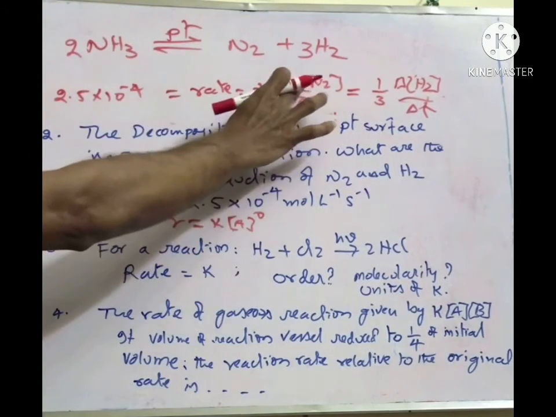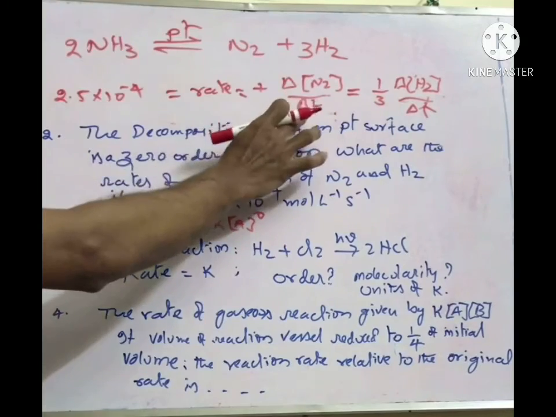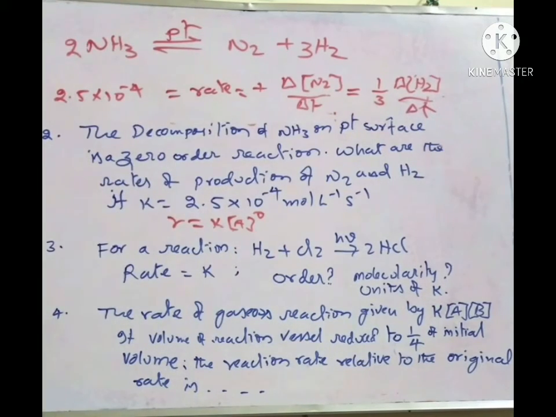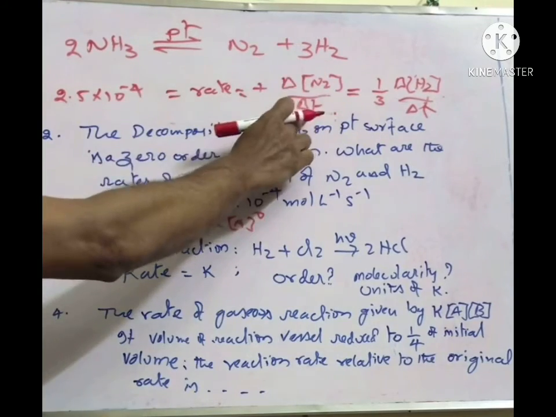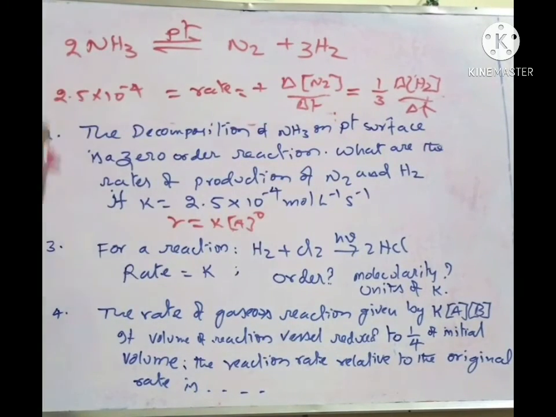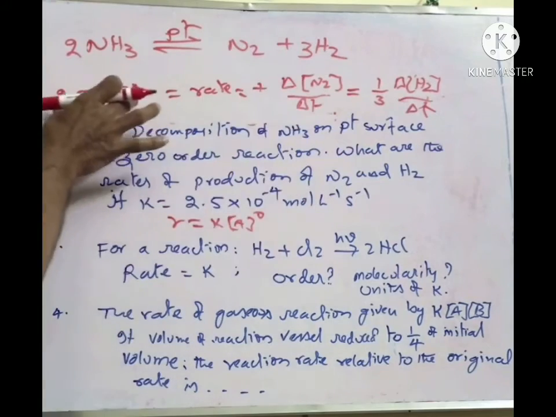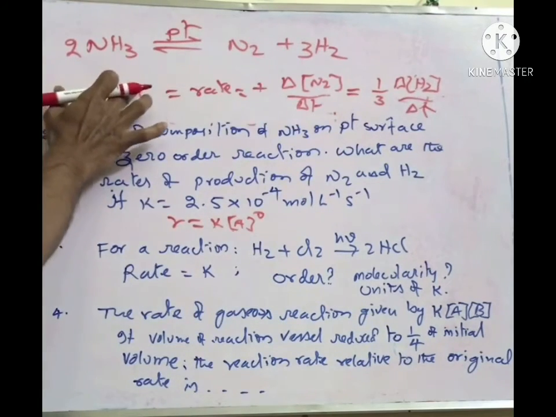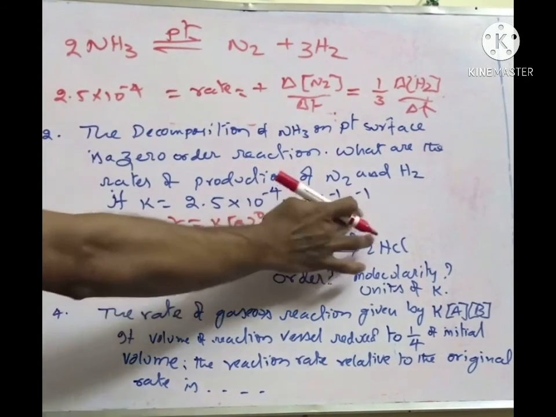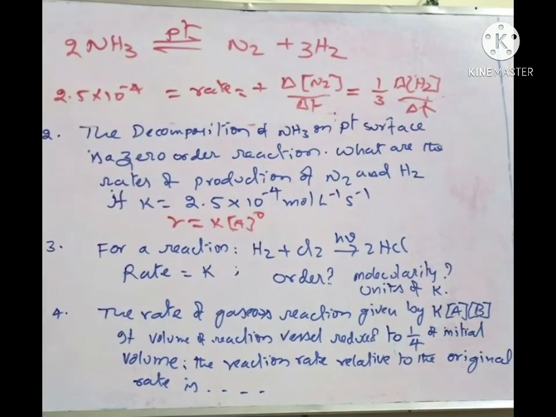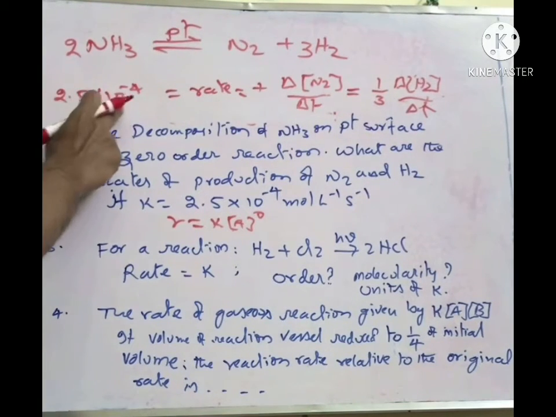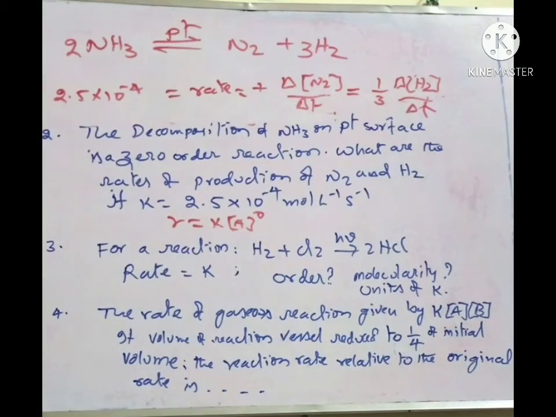Then what will happen? Delta N2 you need to get. There are no units over here. So the change in N2 with respect to delta T equals 2.5 into 10 power minus 4. So the production of N2 is the same, 2.5 into 10 power minus 4 moles per liter per second. Each second it produces this much, 2.5 into 10 power minus 4 moles per liter of nitrogen gas.